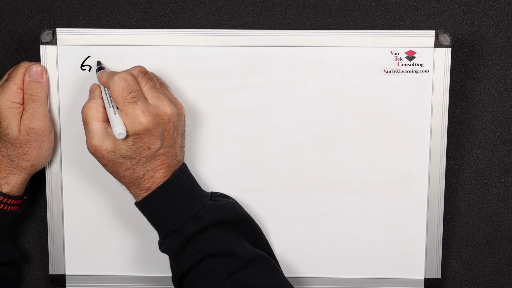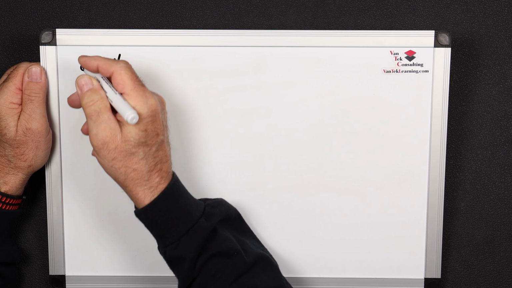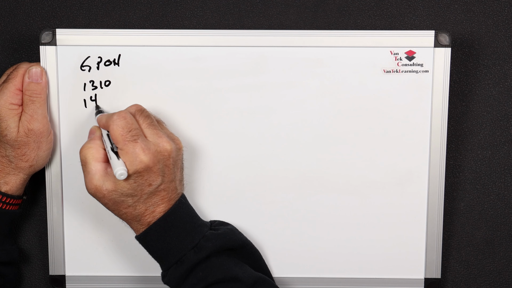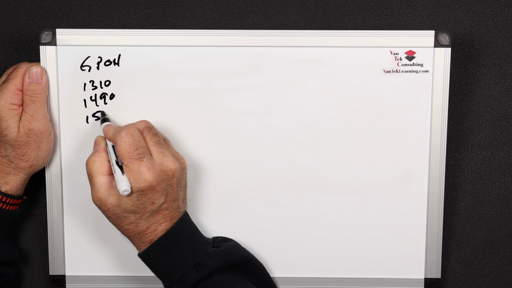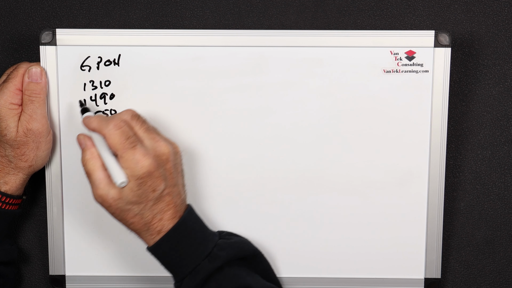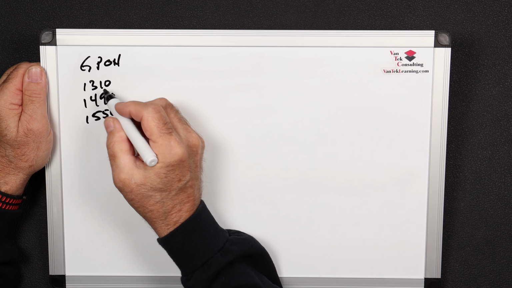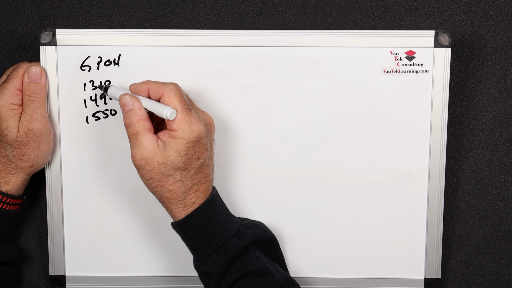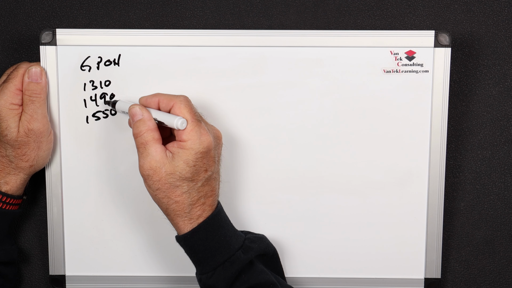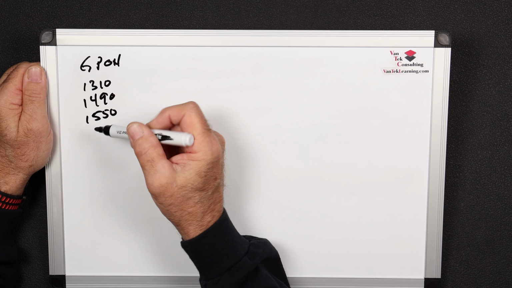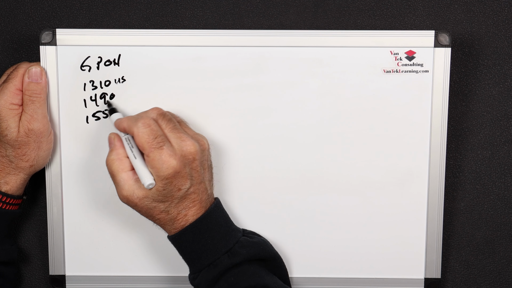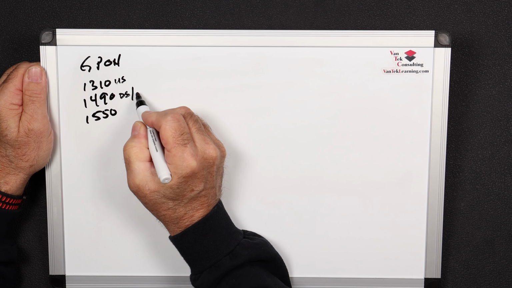So GPON is gigabit passive optical networking. It utilizes 1310, 1490, and 1550. All right. So again, 1310, the shortest wavelength, has the highest frequency, then a medium frequency, and a lower frequency. Okay. So the 1310 is the upstream. The 1490 is downstream data.